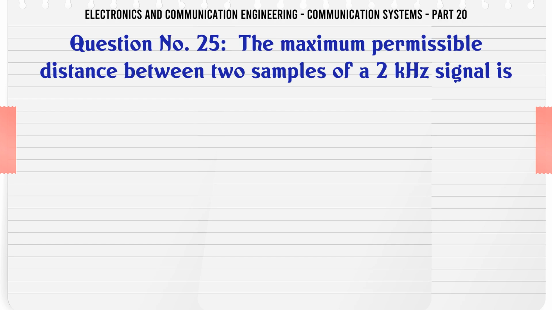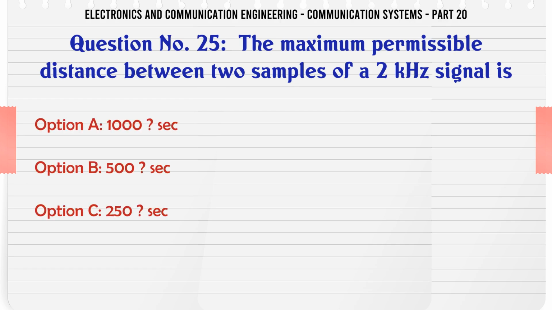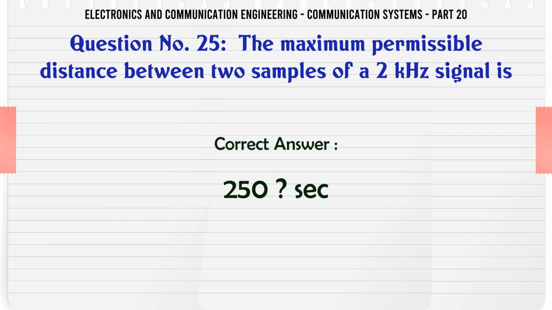The maximum permissible distance between two samples of a 2 kHz signal is A. 1000 sec, B. 500 sec, C. 250 sec, D. 2000 sec. The correct answer is 250 sec.